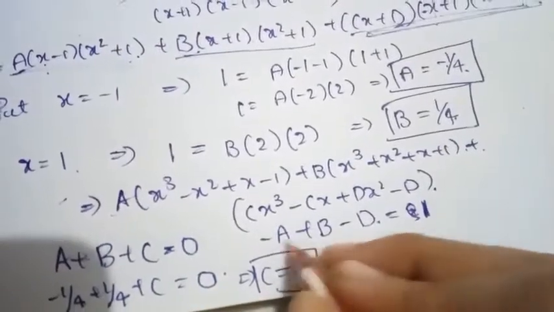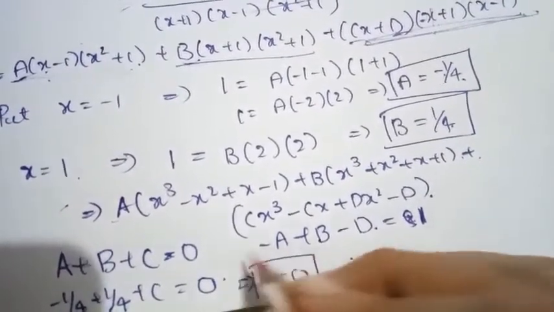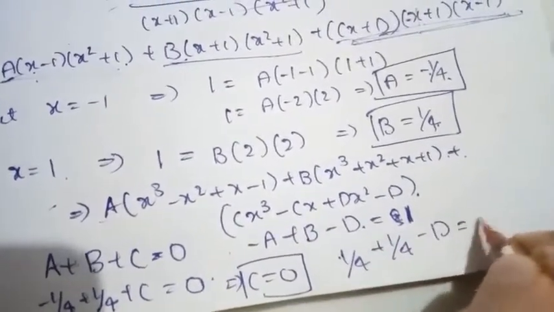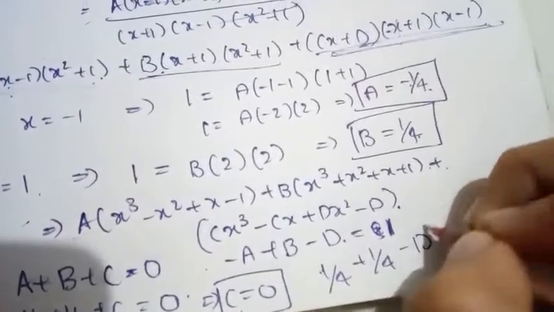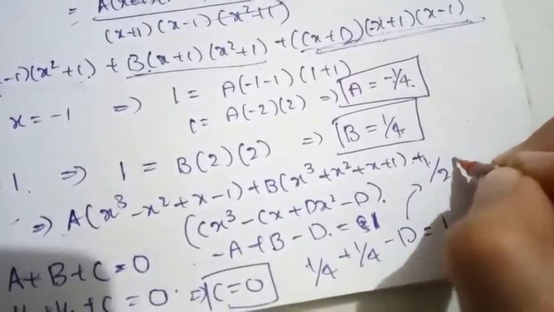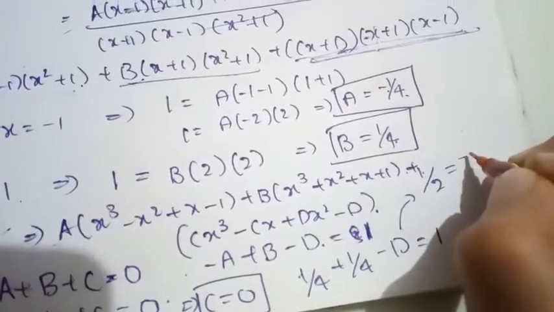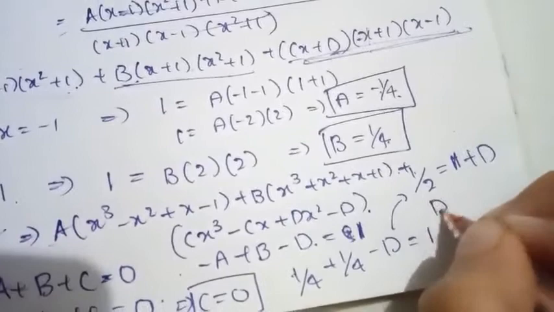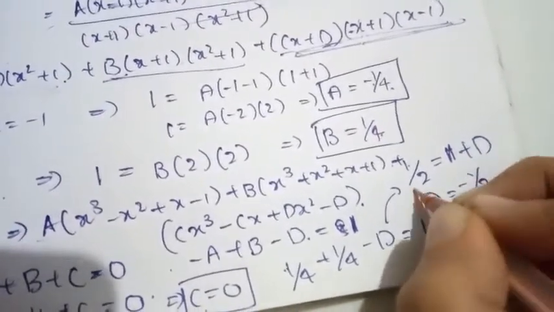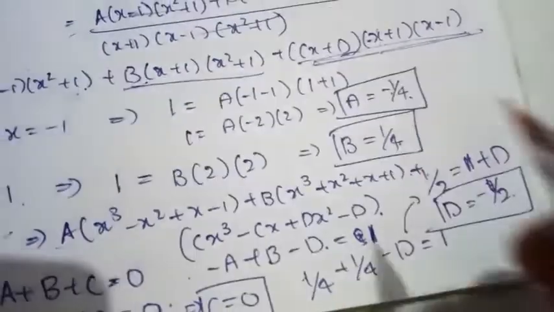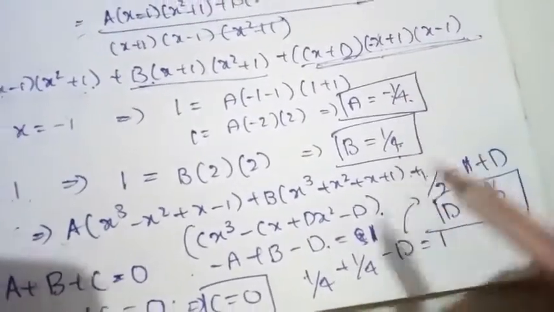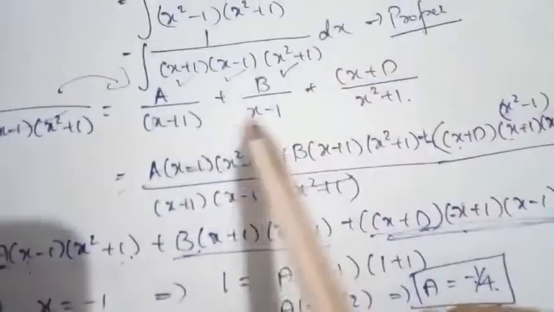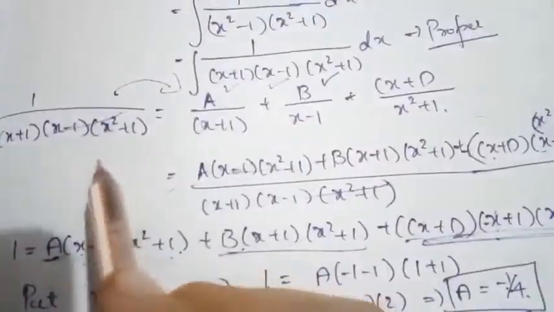Similarly, to get the value of d, the value of a is minus 1 by 4, minus of minus becomes plus 1 by 4, plus 1 by 4, minus d is equal to 1. So 1 by 4 plus 1 by 4 is 1 by 2, is equal to 1 plus d. So what happens? The value of d is minus 1 by 2. So we got the values of a, b, c, d. A is minus 1 by 4, b is 1 by 4, c is 0 and d is minus 1 by 2. Substitute all these values in this equation.